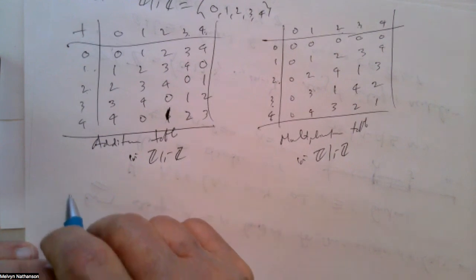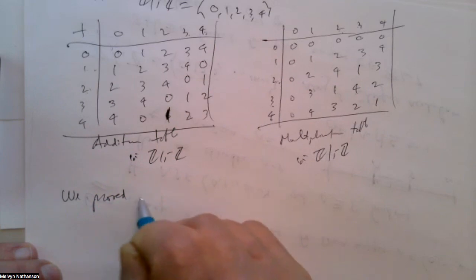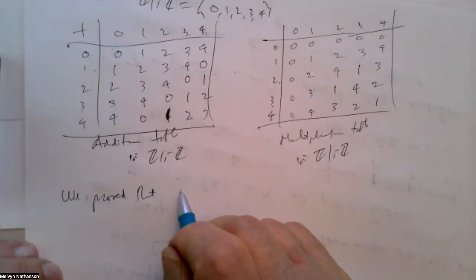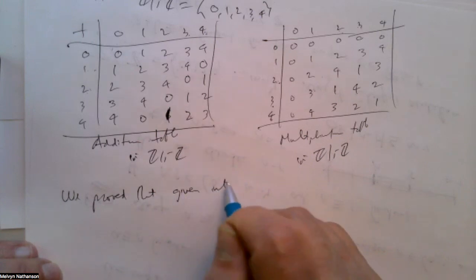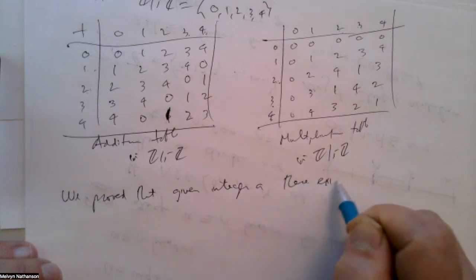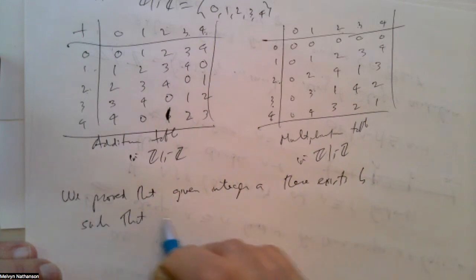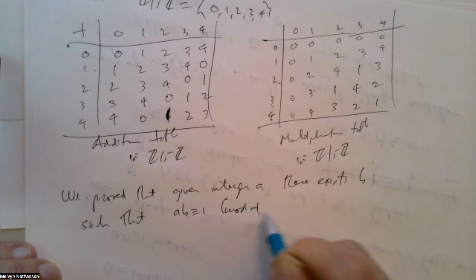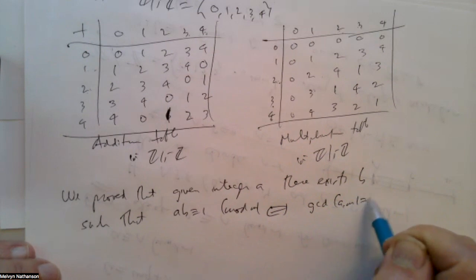Recall we proved that given an integer a, there exists a b such that ab is congruent to 1 mod m if and only if the greatest common divisor of a and m is 1.